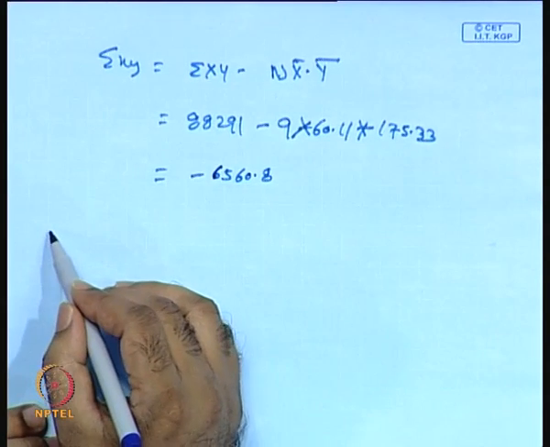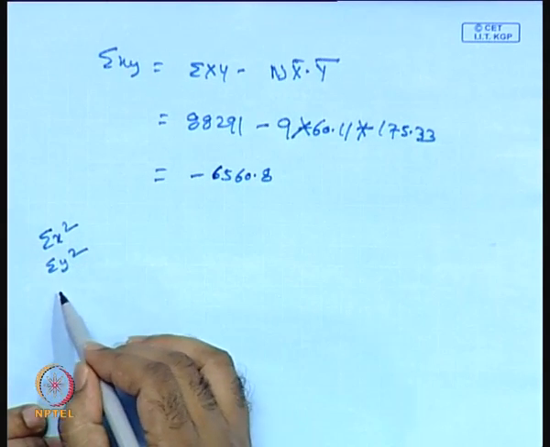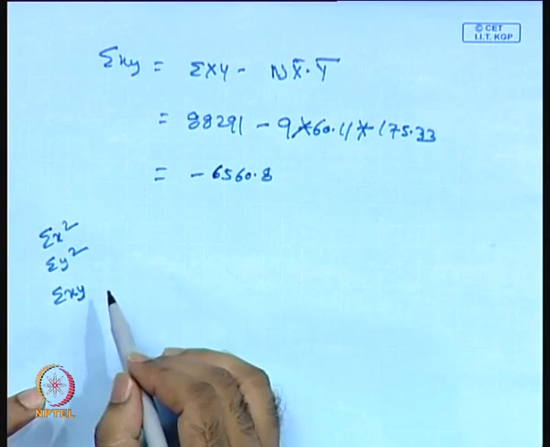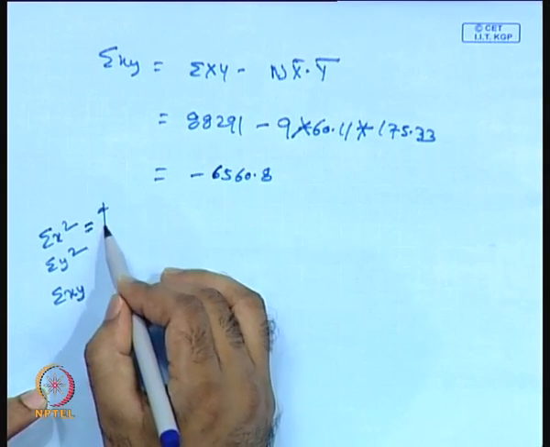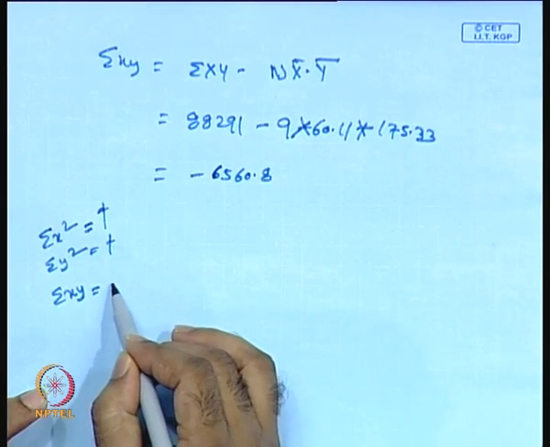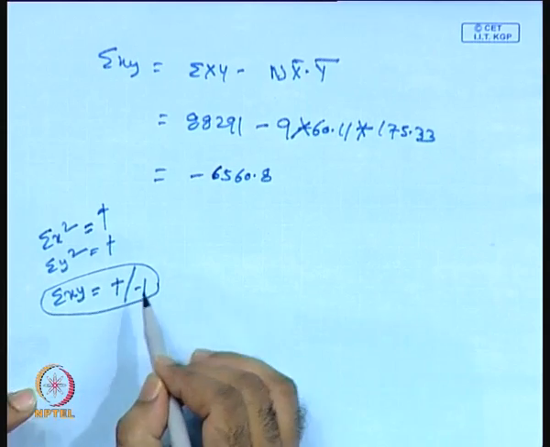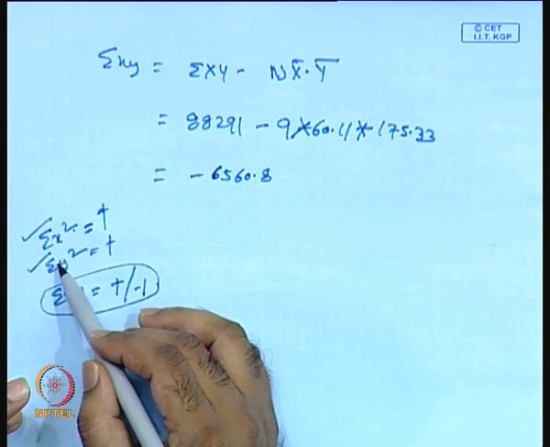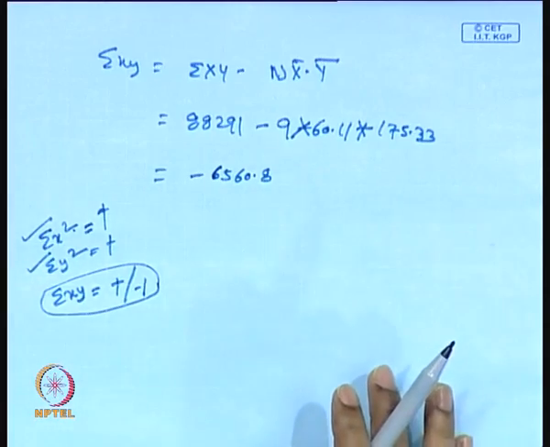So, actually we need to know the summation small x square, summation small y square, and summation small x into summation small y. You must be very careful that this must always be positive and this must always be positive. This can be positive or negative, because this particular item is nothing but the covariance item, and this is the variance item, this is the variance item. Variance cannot be negative, meaning variance of x cannot be negative, variance of y cannot be negative. So, whatever formula you use, it should always be positive.